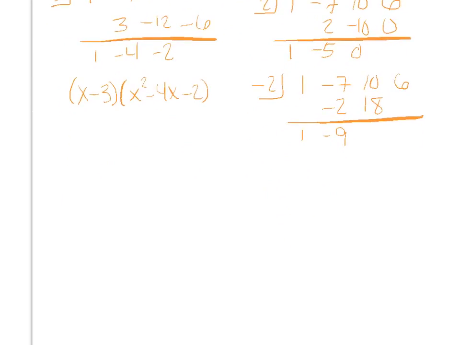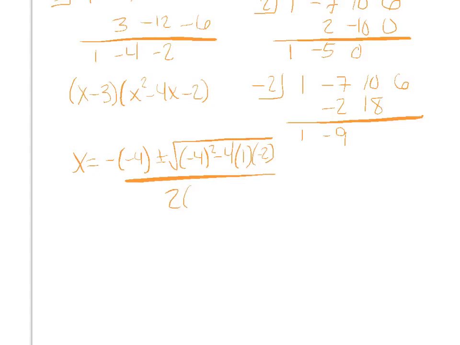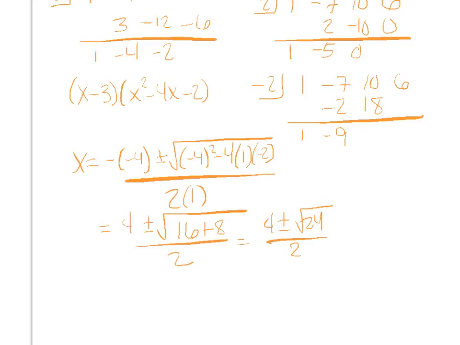So we're going to use the quadratic formula. x equals negative b, b is negative 4 here, plus or minus the square root of b squared, minus 4 times a is 1, c is negative 2, all over 2 times a is 1. So then we get positive 4 plus or minus square root of 16 plus 8 over 2 gives me 4 plus or minus square root of 24 over 2.